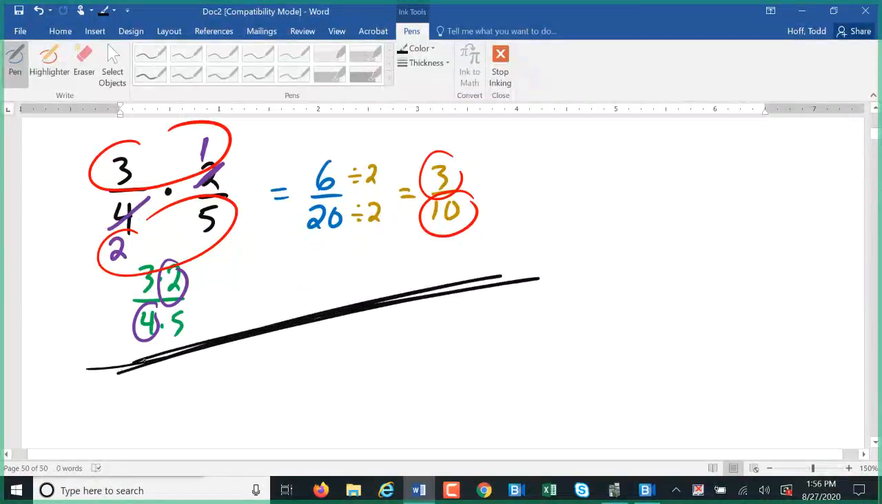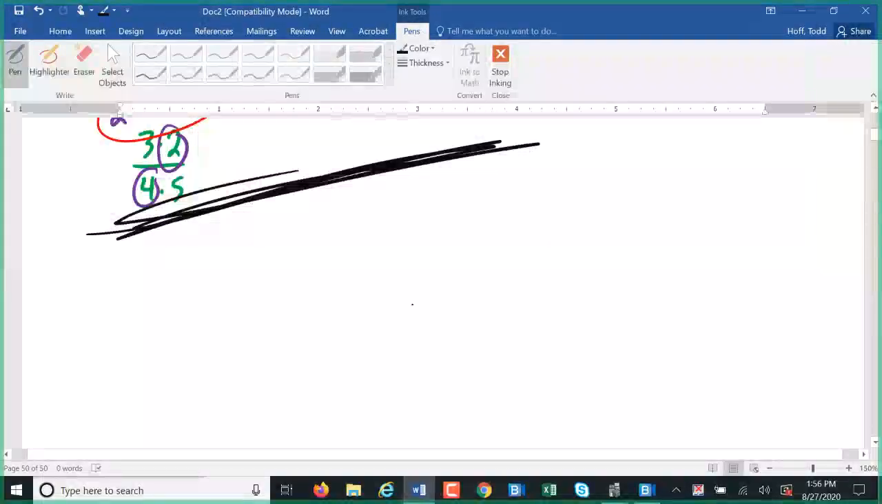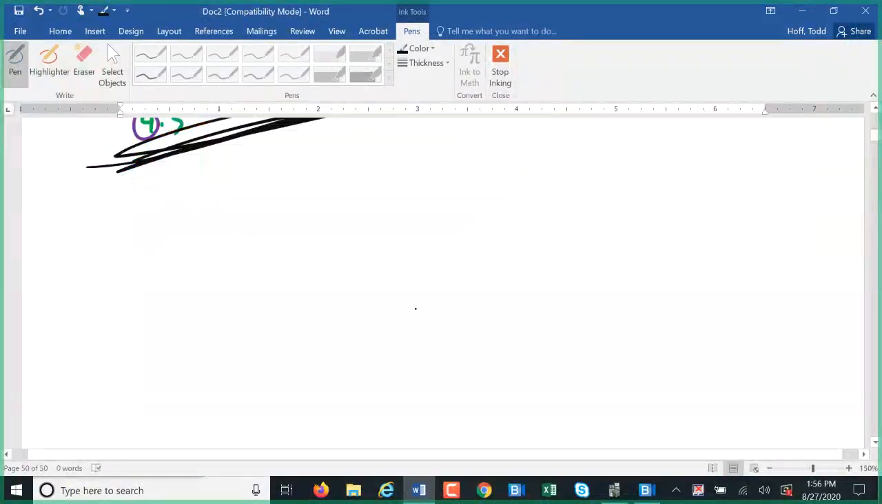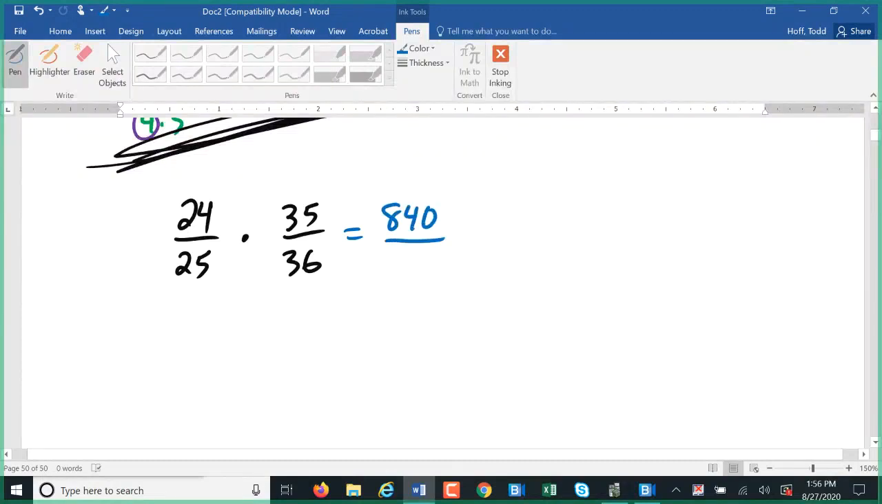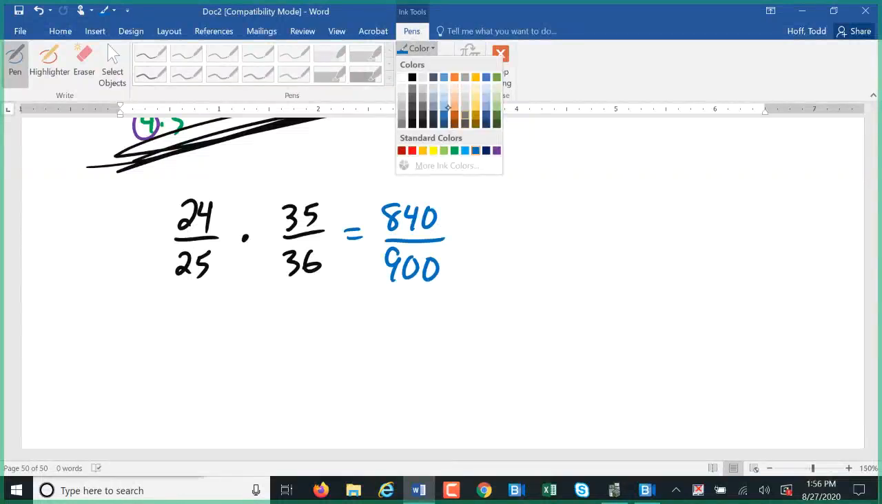Now, in a problem like this, it's about the same amount of work either way. We could reduce later or we can reduce first. But we run into problems like this: 24/25 times 35/36, where we could multiply this out. 24 times 35 is 840. And 25 times 36 is 900. And then we could go through the trouble of reducing that.